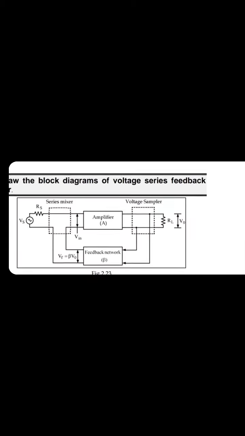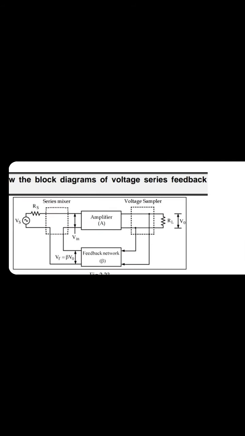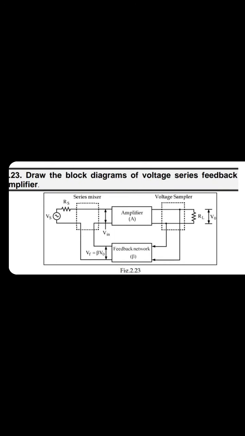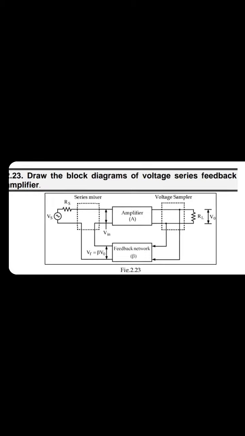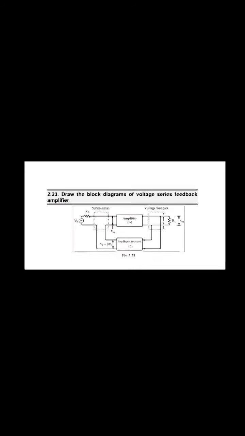So this is a block diagram of a voltage series feedback amplifier. On the output side, the voltage sampler is shown as a dotted line, which is in parallel. On the input side, the dotted line shows the series mixer. So this is a block diagram.